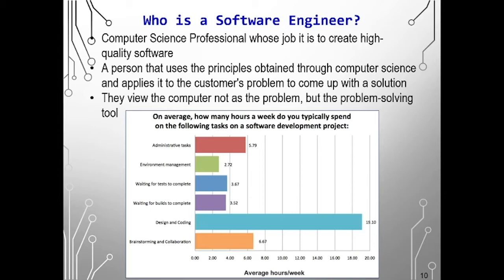But they don't just sit in a cubicle and write code nonstop for hours every day. There are other aspects to the job. They actually spend about half of their time each week devoted to designing and writing code. A survey was conducted by Electric Cloud where it shows that software engineers can spend up to 54% of their time doing other tasks, such as administrative tasks and environment management, and waiting for tests to complete, and waiting for builds to complete, and brainstorming and collaboration.